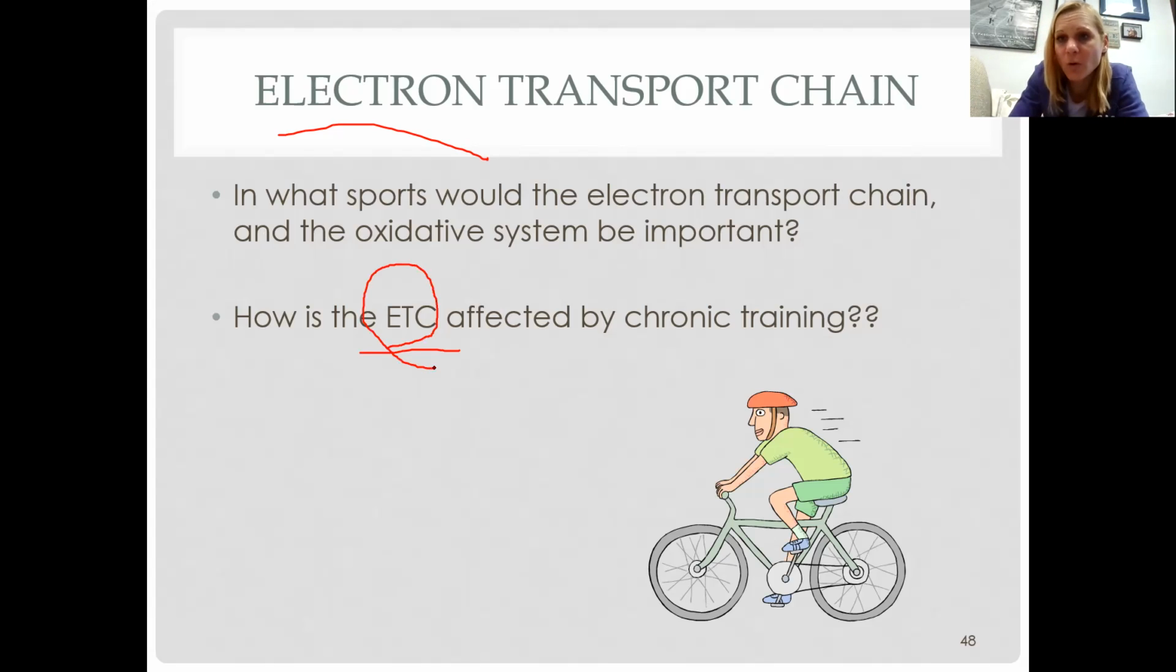So that's super cool when we think about the amount of manipulation we can have within our bodies with chronic, regular, consistent exercise training. And again, those are things that we really want to harp on our athletes about.